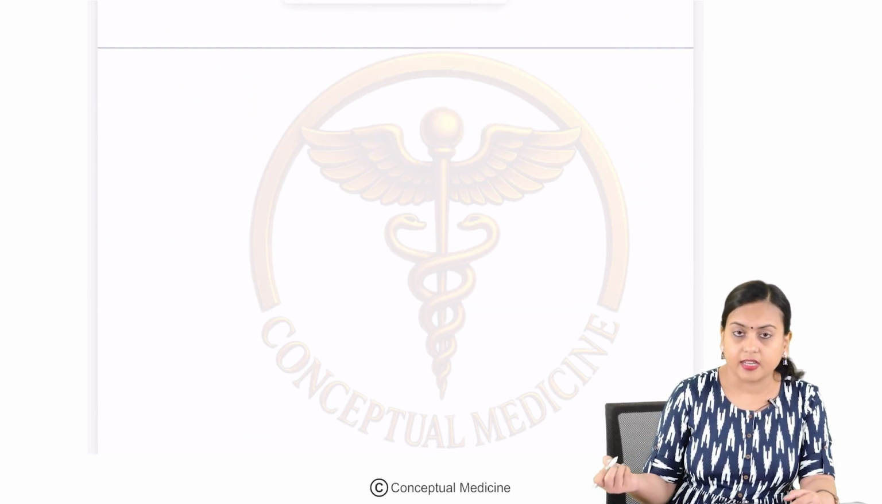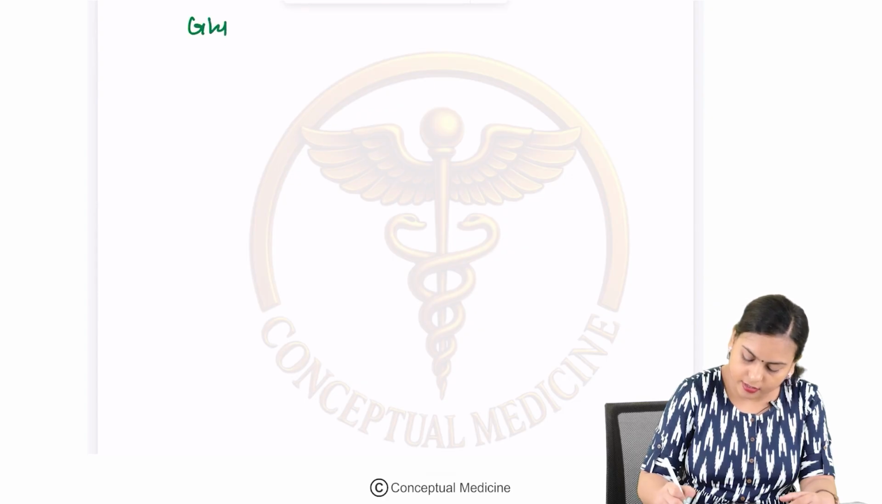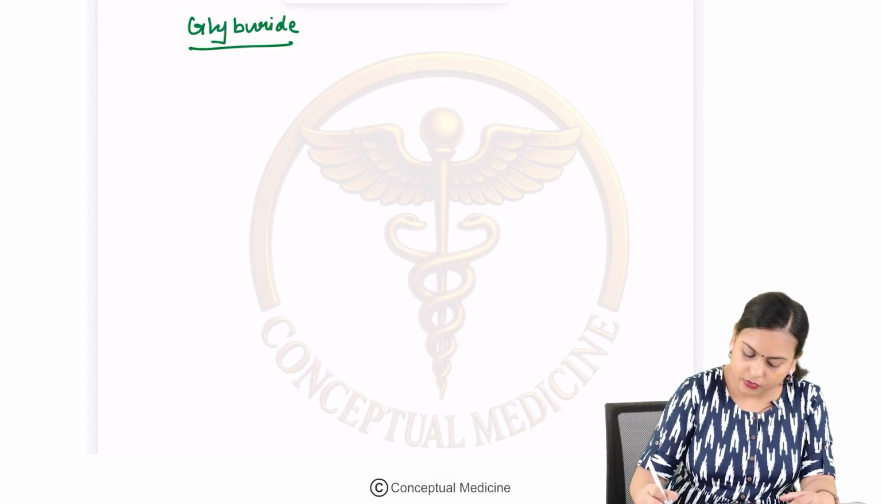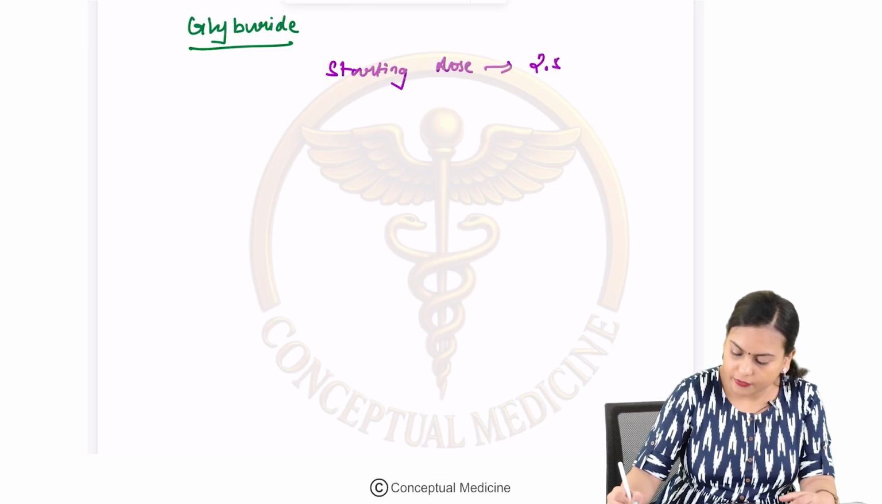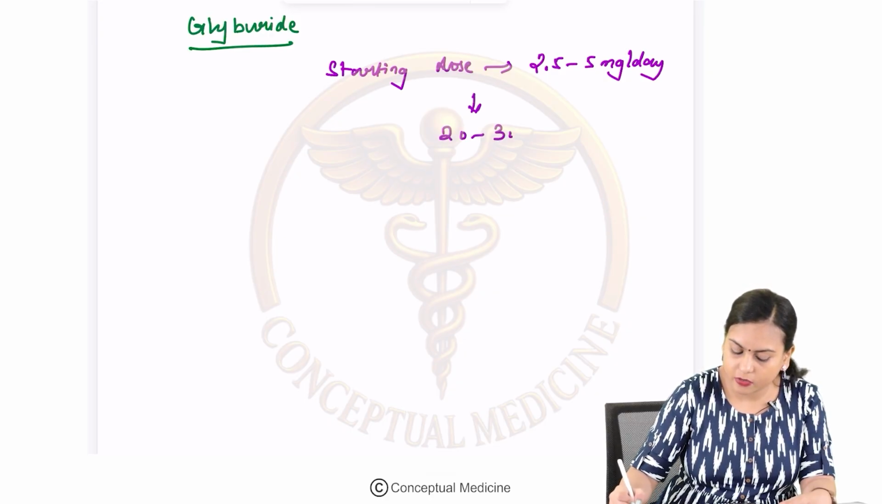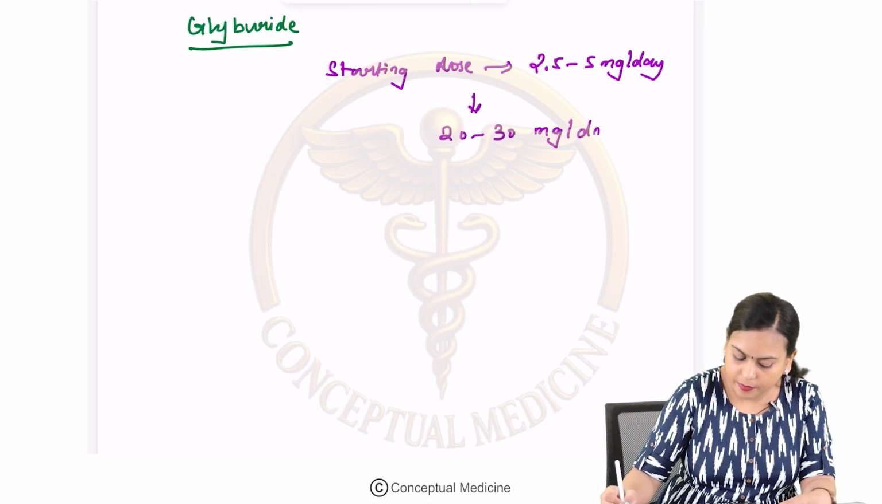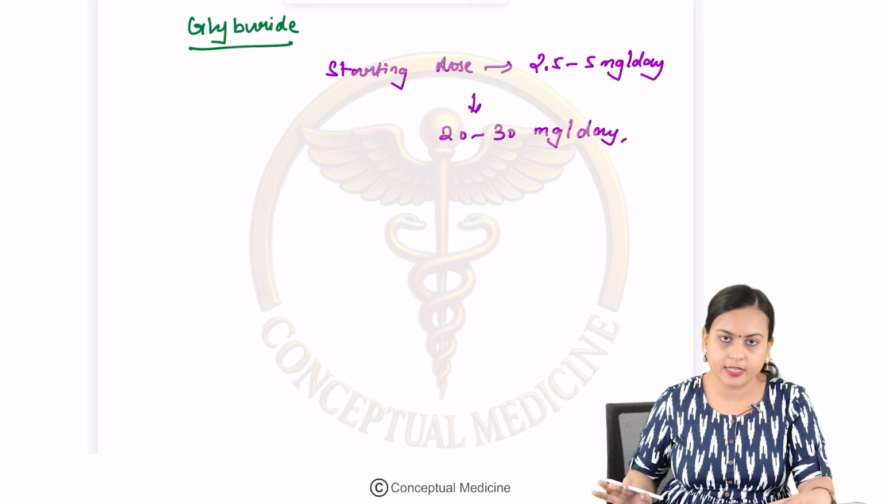Clear? And then another oral hypoglycemic agent I want to discuss, that is glyburide. The starting dose of glyburide is 2.5 to 5 milligram per day, and the maximum dose you can give is 20 to 30 milligram per day. It should not be substituted for insulin anytime.